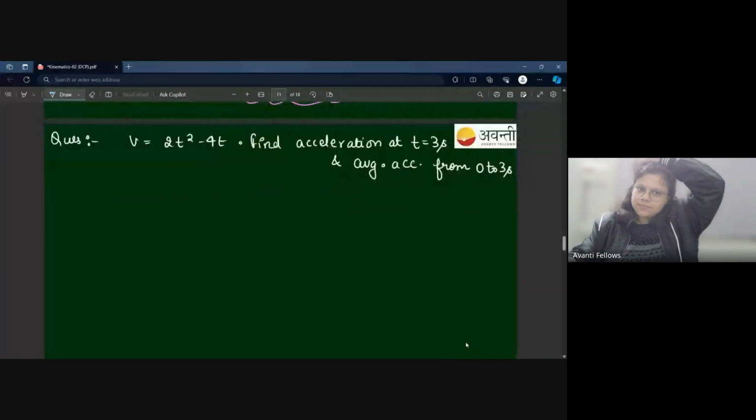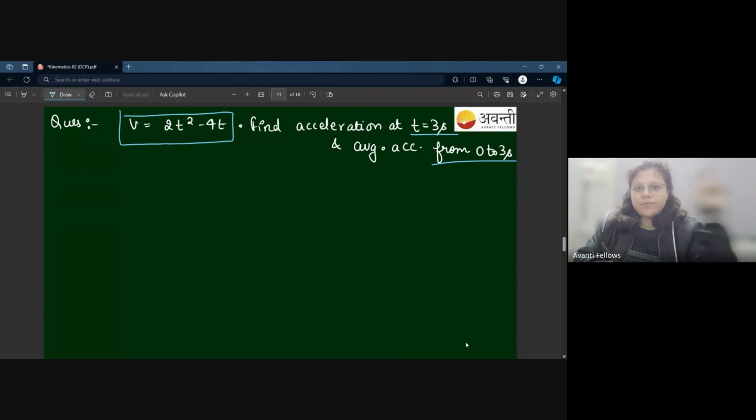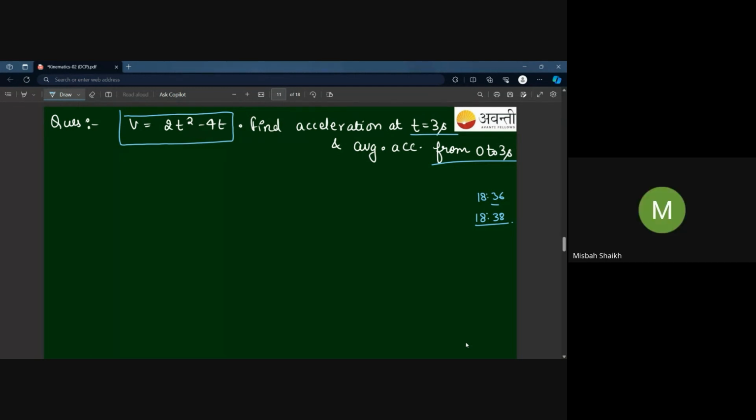Let's do a question. Here you have a relation between velocity and time. You need to find the acceleration at t equals 3 seconds and from 0 to 3 seconds. Again, you have two questions. Find it out. It's 1836 right now. Give me the answers around 1838. And I think you remember that in the last class, I told you that we will extend our next class, which means this class. So we will do that, okay?